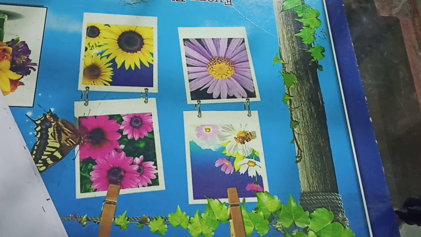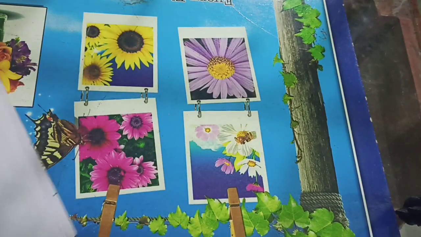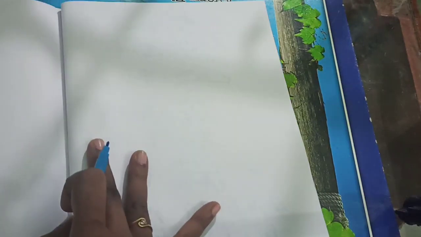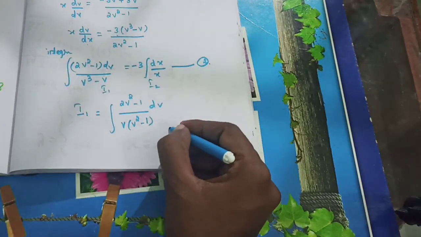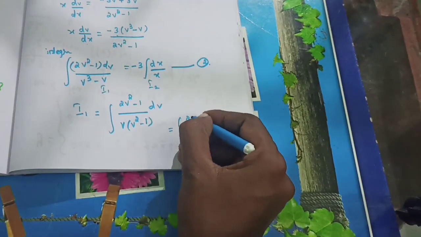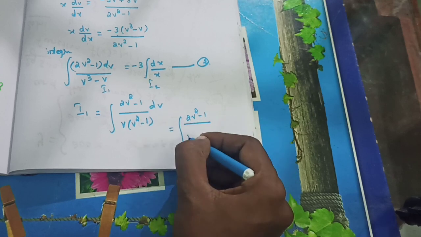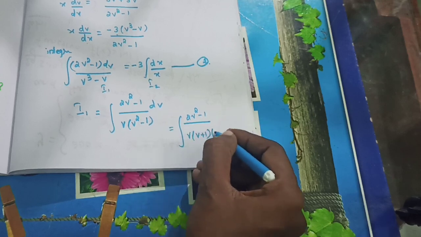Okay, listen, we are going to split it into partial fractions. So how will you write? Three factors are there. So A by v square minus 1, how will you write? A plus B v plus... so if you need you can write one more step, that's equal to the integral of (2v square minus 1) divided by v into (v plus 1) into (v minus 1).